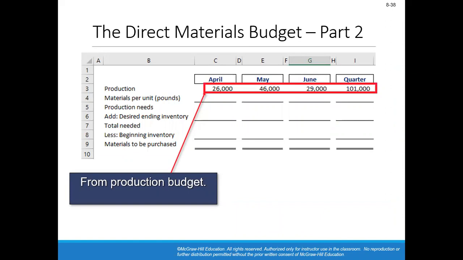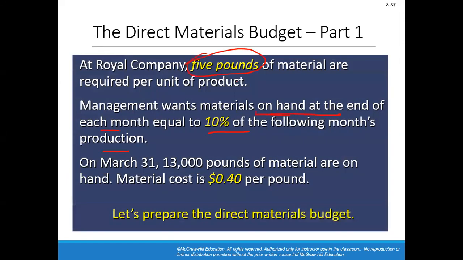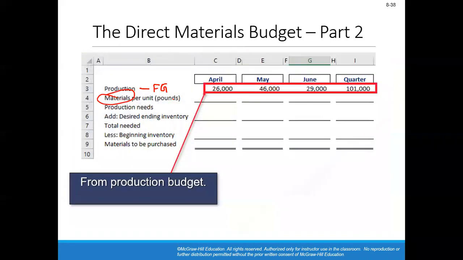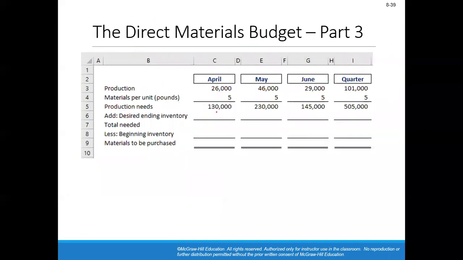Now we have to write down the materials required for the production of finished goods. For each finished good, I need materials of how many pounds? 5 pounds. That's why it has been written in pounds. So I'll write here 5. In this way, I will get the production needs of direct materials. So let's calculate it: 130,000, 230, 145,000.